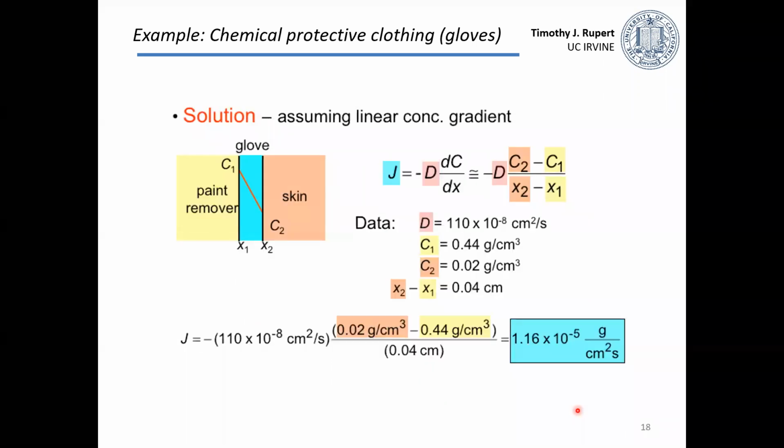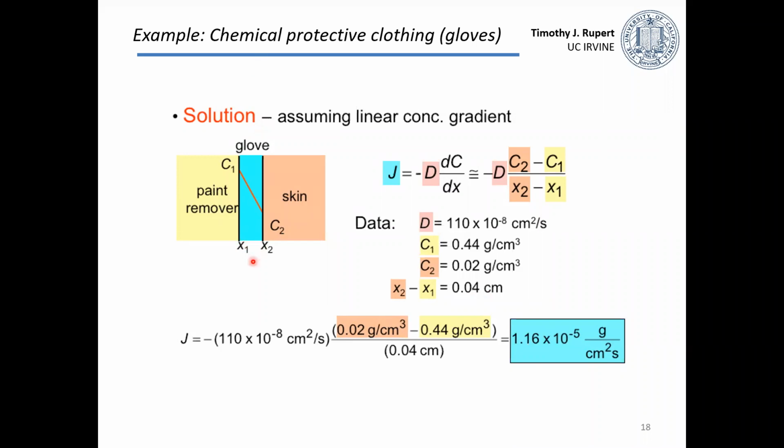And then I could go back to this little drawing I have, and that high concentration area is the paint remover, the low concentration area is my skin. You would want to describe what flux is happening through that region in the middle. You would need to know the diffusivity that was given in the problem. You were also given C2 and C1. And then the last thing we would need to know is X1 and X2. And it turns out that's just going to be the thickness of the glove, right? So that change in X is going to be how thick that glove is.